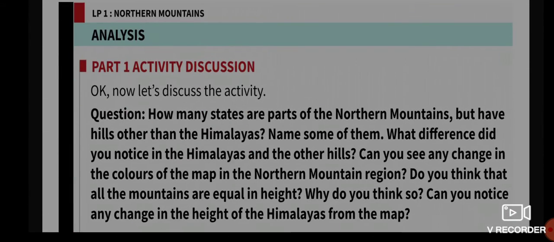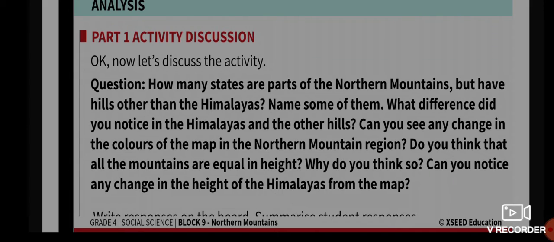So I hope now you get the question. How many states are part of the northern mountains but have hills other than the Himalayas? Other than the Himalayas, how many states are part of the northern mountains? Name some of them. You have to name the given states. And what differences did you notice in the Himalayas and the other hills as we have learned? Like the Garo Hill, Khasi Hill, and Jaintia Hill, and Mizo Hill as well. Can you see any change in the color of the map in the northern mountain region? That is observed in the picture.